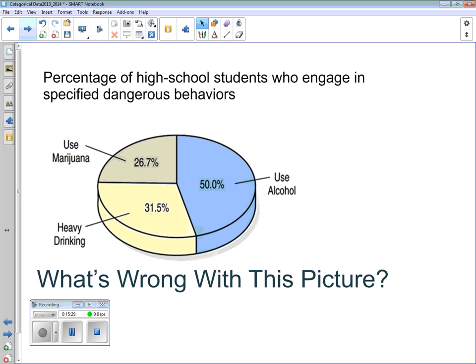Here is a find a mistake question. Okay, Charles has a good point. Why is 50%, if that's the percentage that engage in some dangerous behaviors, and using alcohol, I would think, would be a dangerous behavior, especially at the high school level, not something I condone. And that wedge should be exactly half, right? Okay, Jordan. Perfect. Okay, that's one big thing.